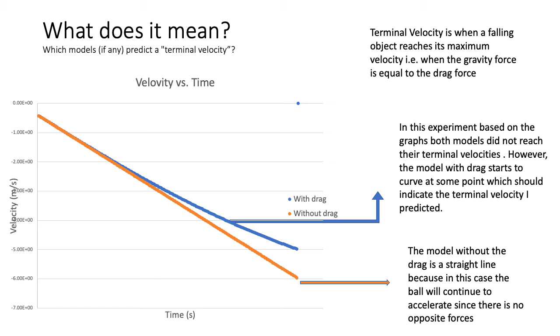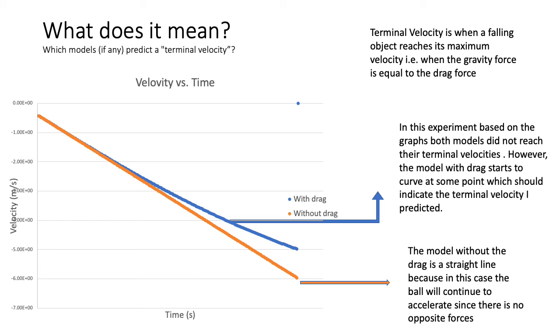Discussion. What does it mean? Which model predicts a terminal velocity? The terminal velocity is when a falling object reaches its maximum velocity. In this experiment, we can see that for the graphs with the drag and without the drag, the one with the drag is starting to curve, which indicates that it's reaching the maximum. So we can say that the model with the drag is predicting a terminal velocity.